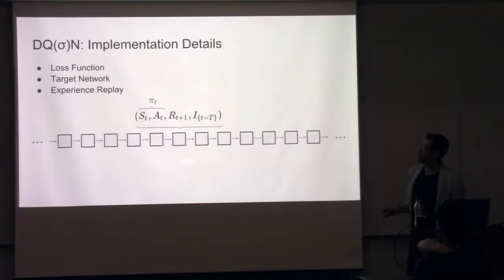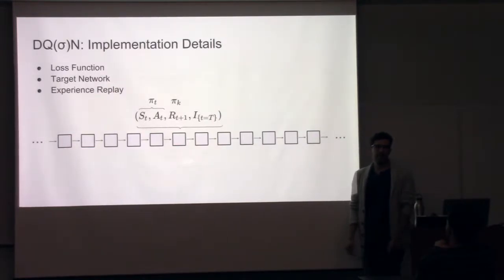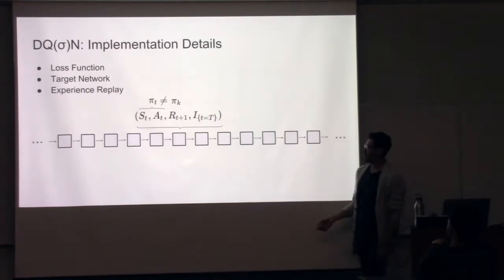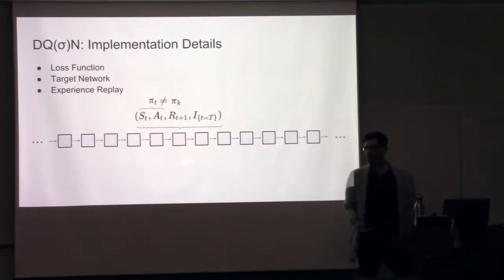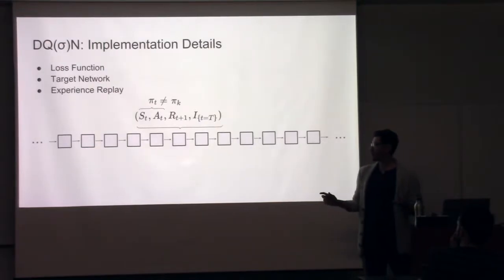Now, the problem that this poses for the DQ sigma network is that this state and action are sampled according to policy pi t. However, when we retrieve that state and action at time k, sometime in the future, we're going to be actually following the policy pi k. And there's no guarantee that pi k and pi t are going to be the same. So the problem is that if we use pi k to compute the estimate of the return, that estimate might actually be biased.